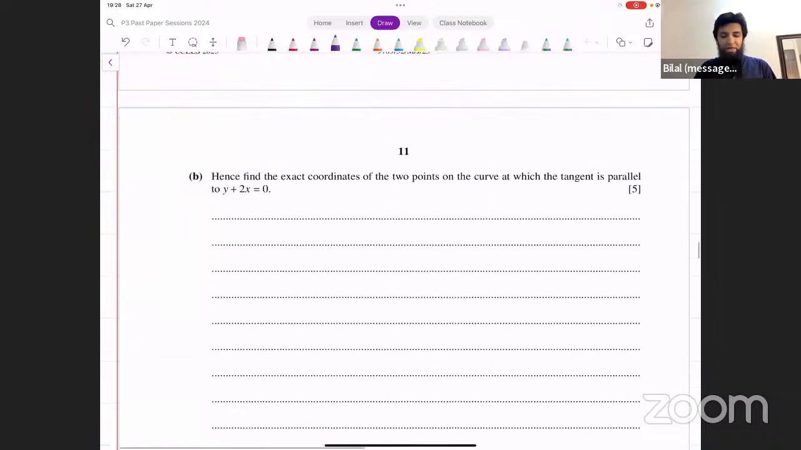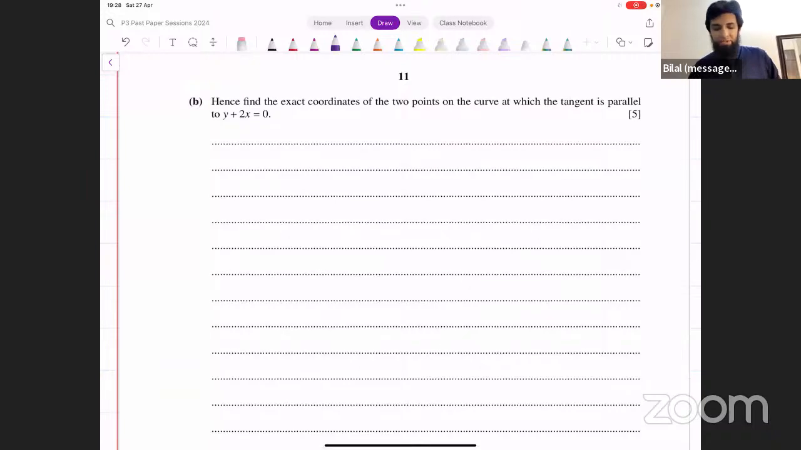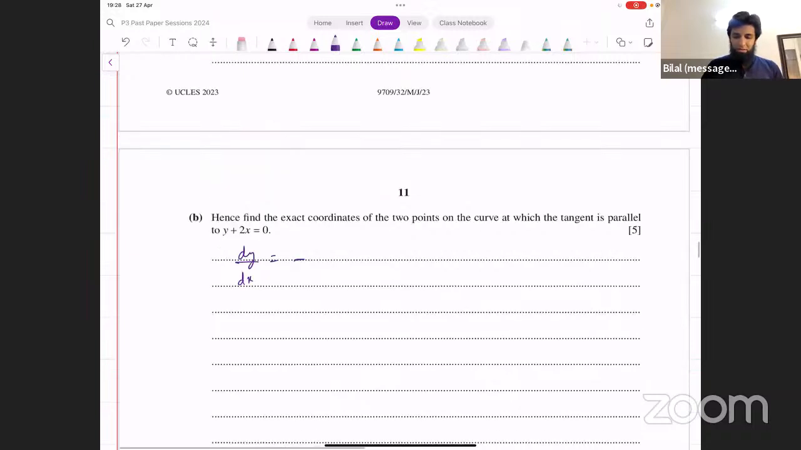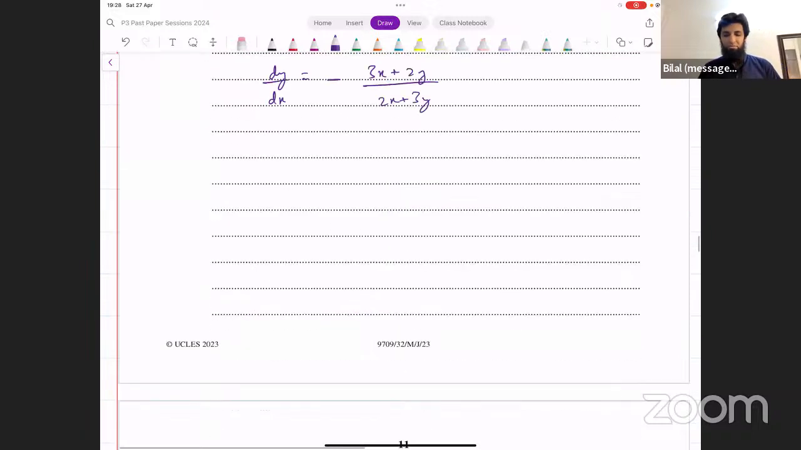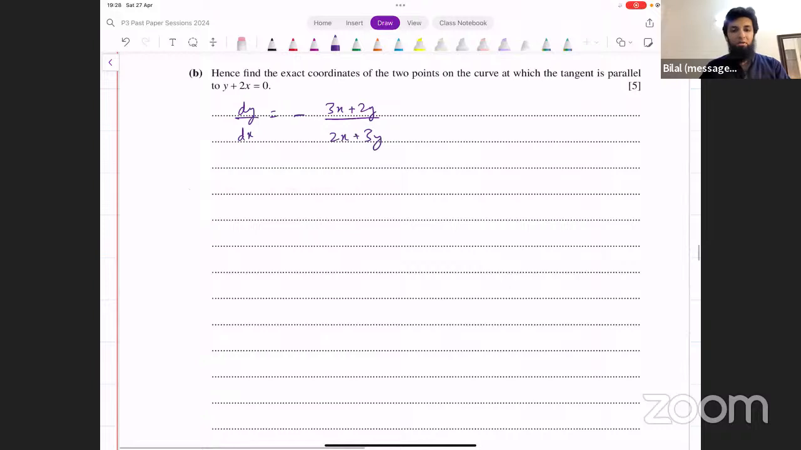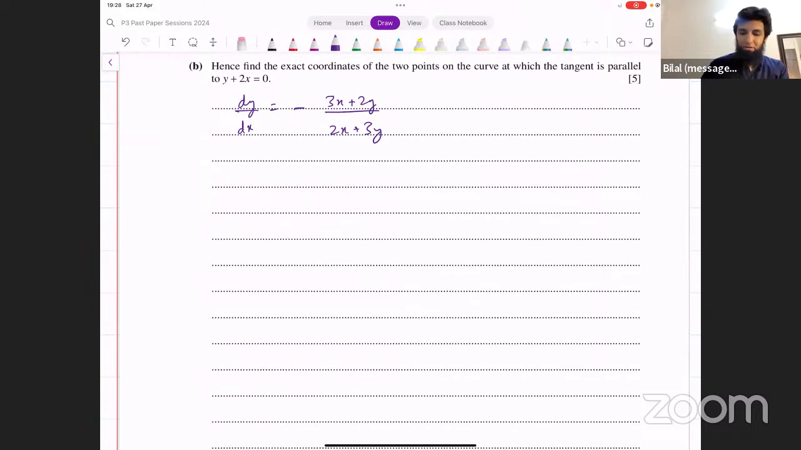The next part says, hence find the exact coordinates of the 2 points on the curve at which the tangent is parallel to y plus 2x equals 0. So the tangent needs to be parallel to this equation. What's dy over dx that we have found here? Dy over dx equals minus 3x plus 2y in the numerator and 2x plus 3y in the denominator. That's the derivative. Now they want the coordinates of the 2 points on the curve at which the tangent is parallel to y plus 2x.